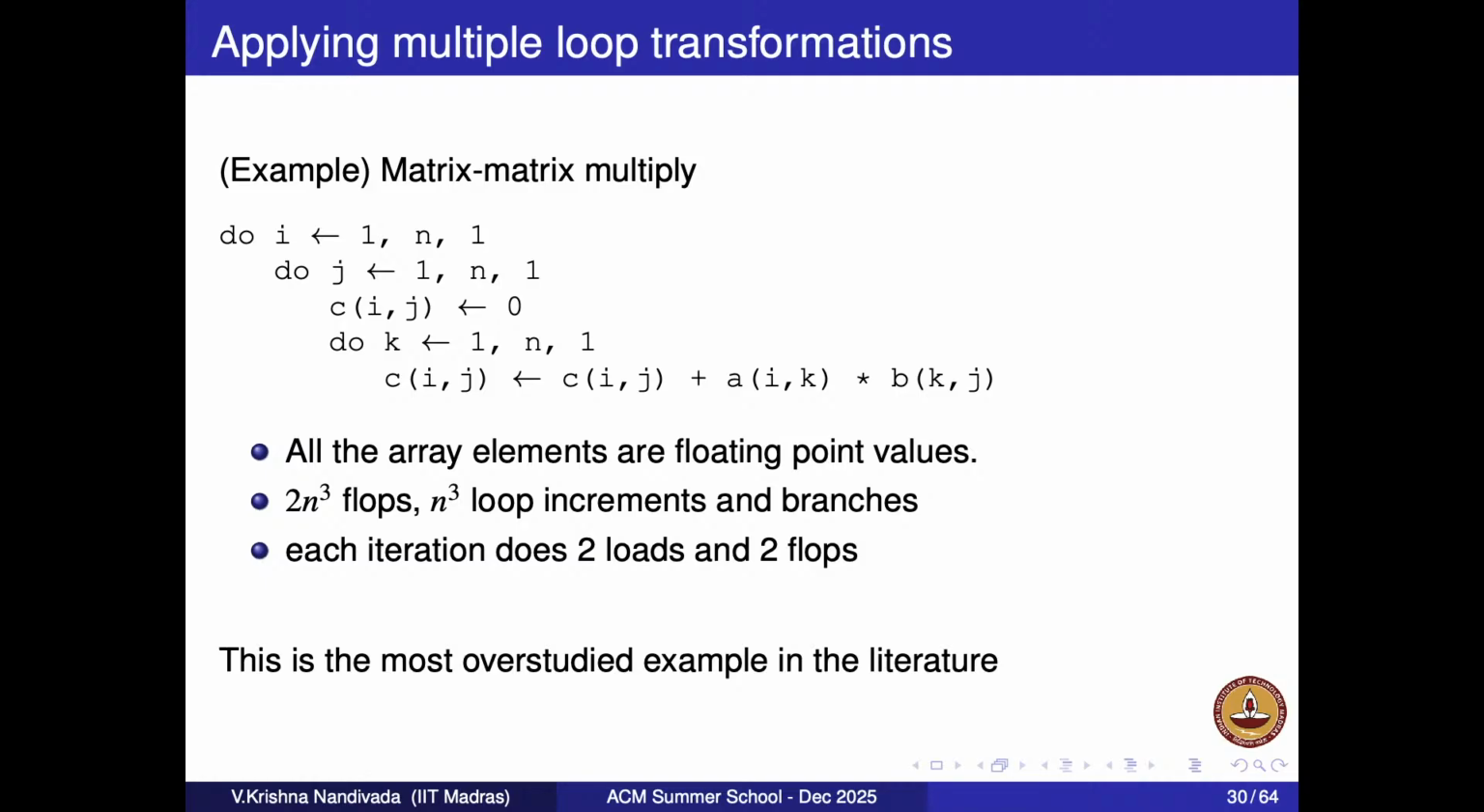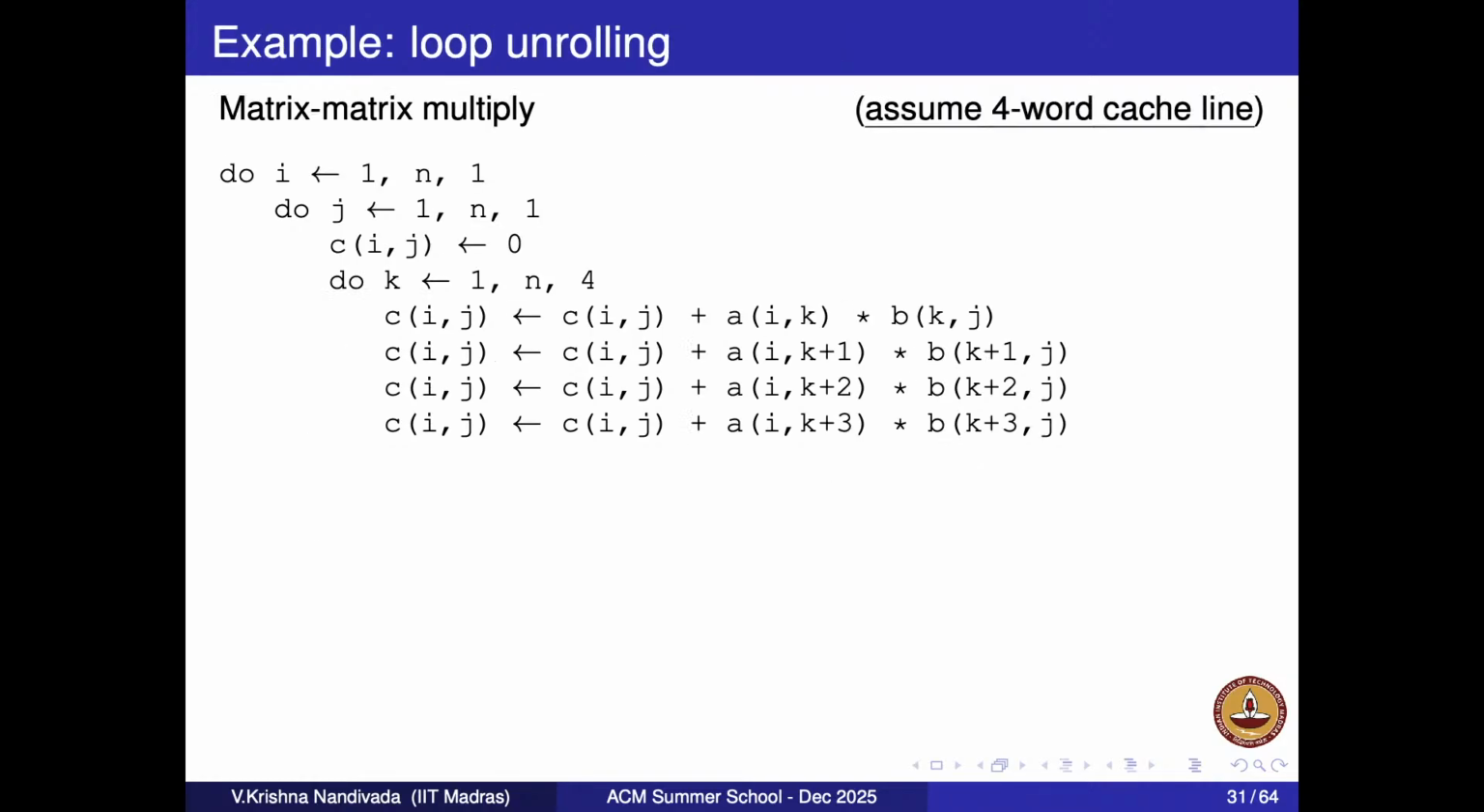Before loop interchange, let us first see if we can unroll. Let me unroll the innermost loop. K goes from 1 to n, K increments by 4. I'll do k, k plus 1, k plus 2, k plus 3. Or you could have done k plus plus, both are the same. Not much of a difference.